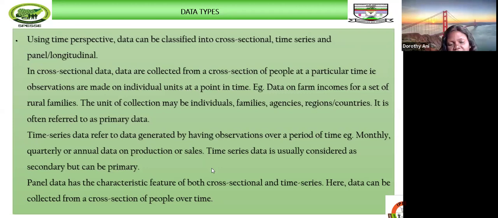So in cross-sectional data, let me give you a typical one that you will not forget. Let me use these IDP camps we are talking about. So my study is on the internally displaced persons, and I want to go and collect data. This data I want to collect, I am going to collect the same data from all of them that are in the IDP camp at the same time.